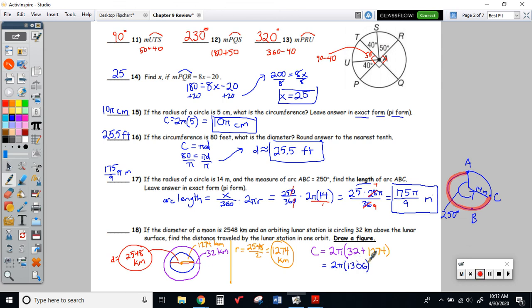And if you multiply 1306 times 2, you multiply that together, you get 2612 pi kilometers. So you could see an answer like that, or you could round that off.